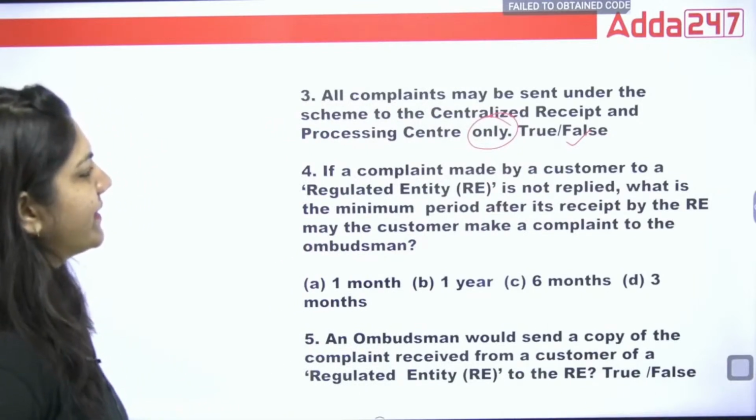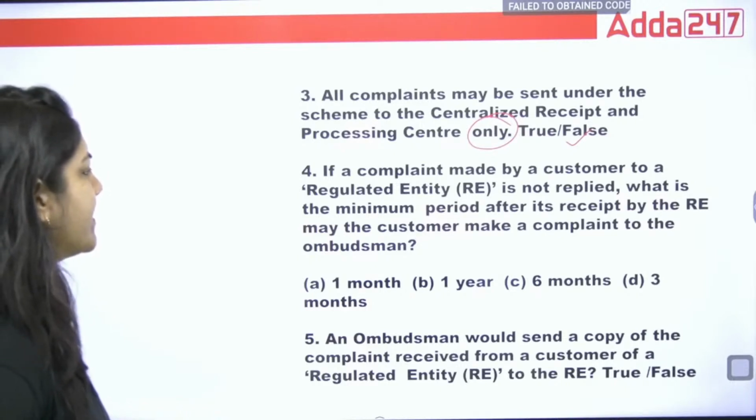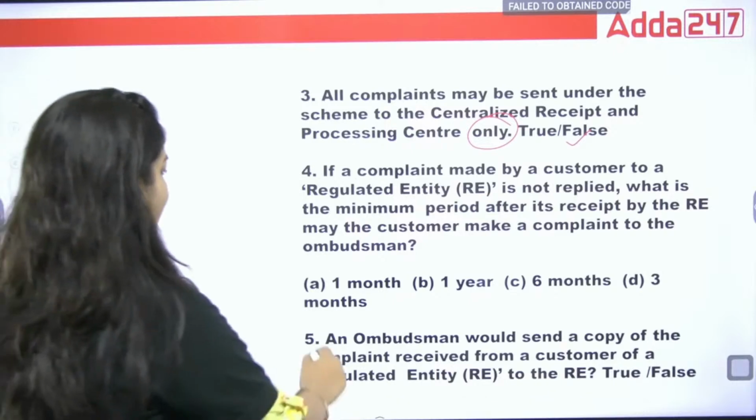If a complaint made by a customer to a regulated entity is not replied to, what is the minimum period after it is received by the RE that the customer may make a complaint to the ombudsman? That is important, guys. Tell me. What is the right answer? The right answer for this one is basically 1 month.